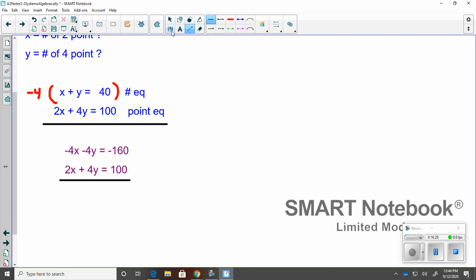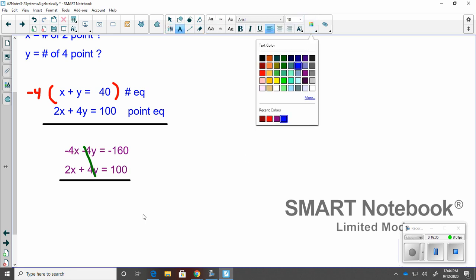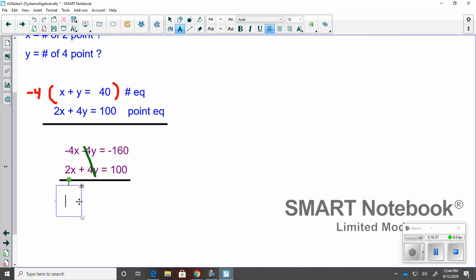And I noticed that I actually have accomplished my goal. -4 plus 4 is 0y, so that cancels. And then we're just going to combine our x values and our numbers. So -4 plus 2 gives me a -2x, and then equals -160, and a positive 100 is a -60. And you're going to divide by -2. And then that means that x is going to be equal to 30.